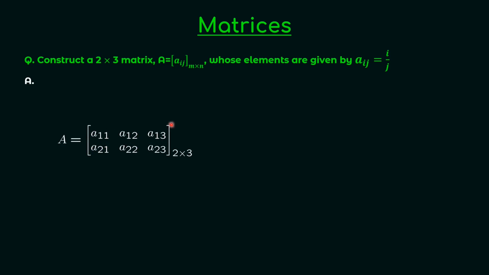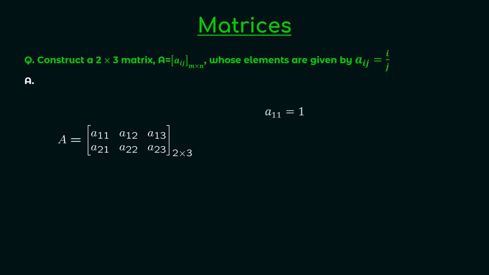And the element in the first row and first column is A11, first row second column is A12, first row third column A13, and second row first column is A21, second row second column A22, and finally second row third column is A23. This is the general representation. Now we just have to calculate each of the elements one by one.